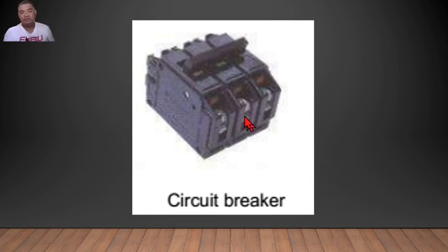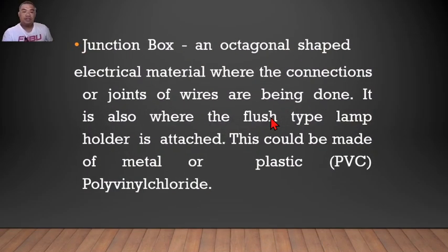This is a three-pole circuit breaker. When you say three-pole, you have three pairs of terminals: 1, 2, 3. This part here is the line side, and this part here is the load side of the circuit. Okay, then you have the junction box.